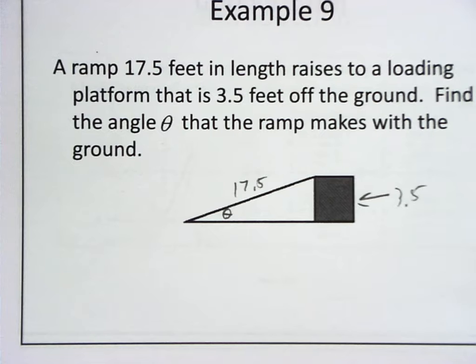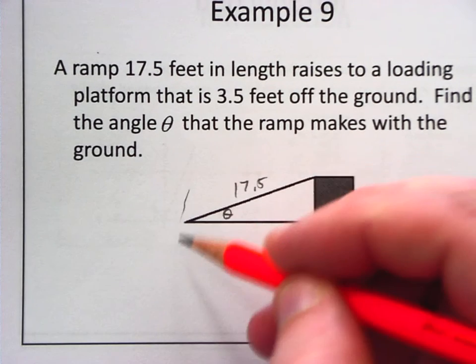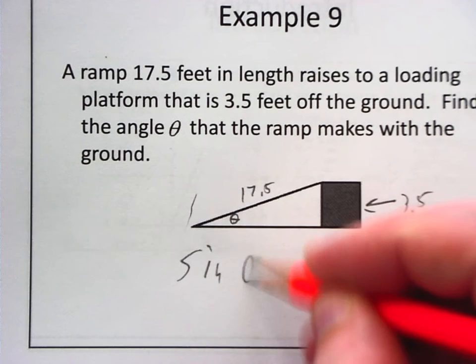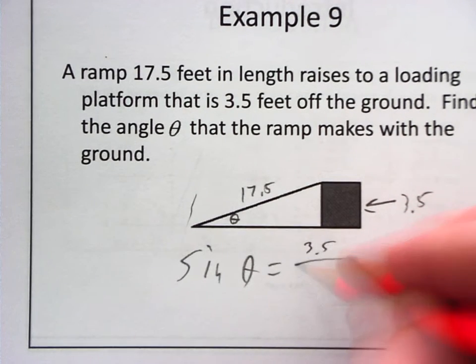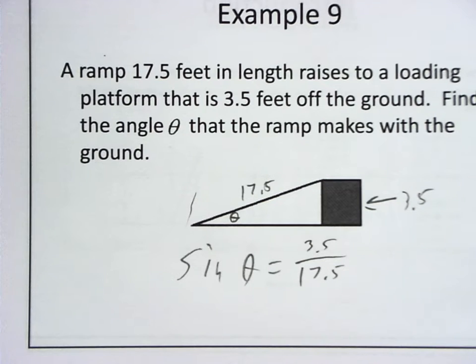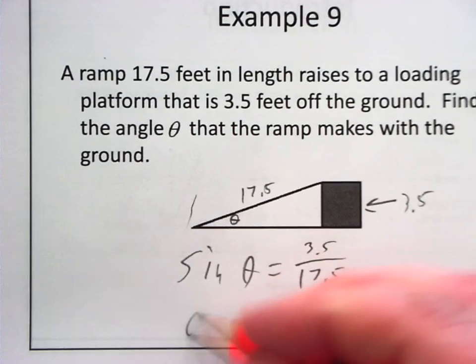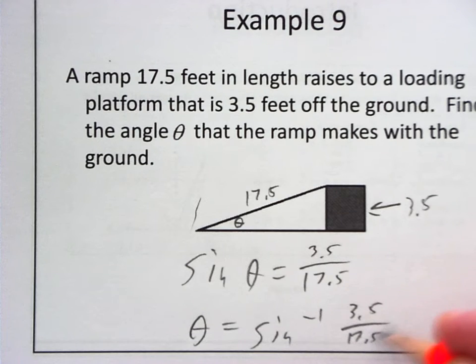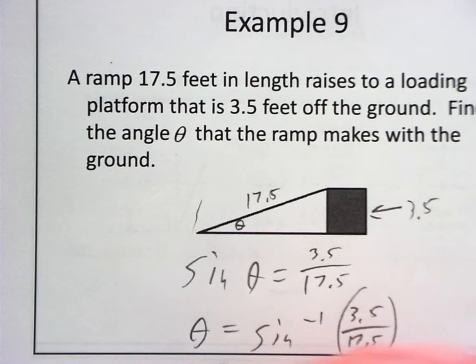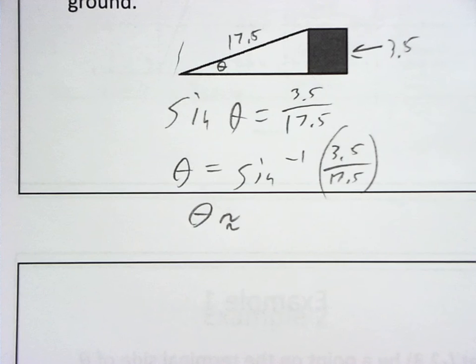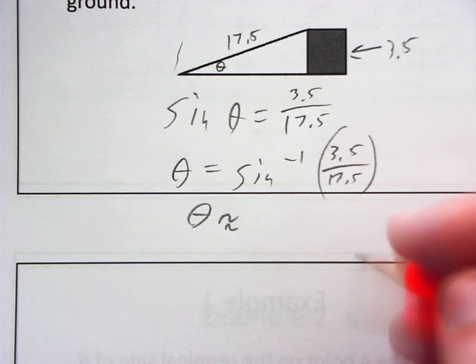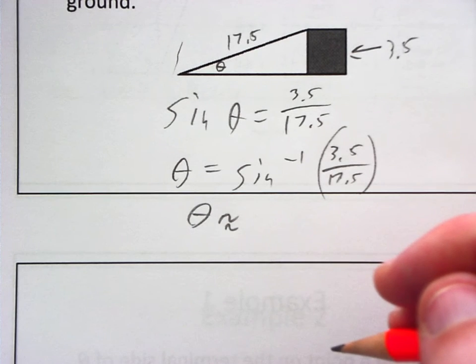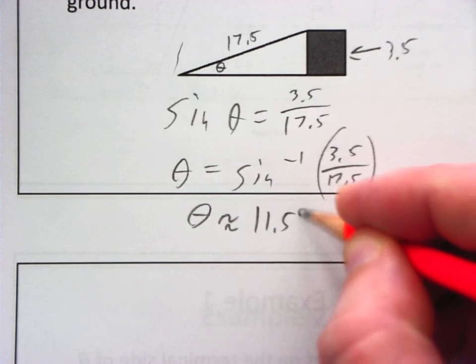So which trig ratio would I need to use to find theta? Sine, because you're given opposite and hypotenuse. So sine of theta is equal to opposite over hypotenuse. Then what? Inverse sine. So inverse sine on your calculator of that 3.5 over 17.5 gives you what? Say again? 18.4? Not even close. 11.5 degrees.